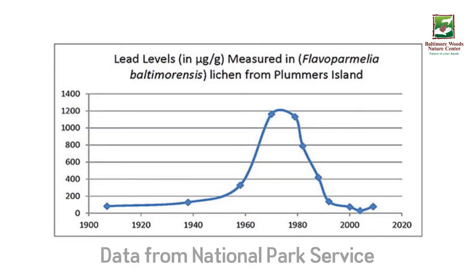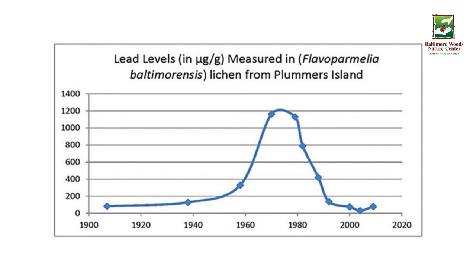Scientists from the National Park Service did this to measure the amount of lead in the atmosphere above Plummer's Island in the Chesapeake Bay over the last 100 years. They saw that as more people drove to the island, there was more lead in the air, and when lead gasoline was phased out in the 1980s, the lead decreased.